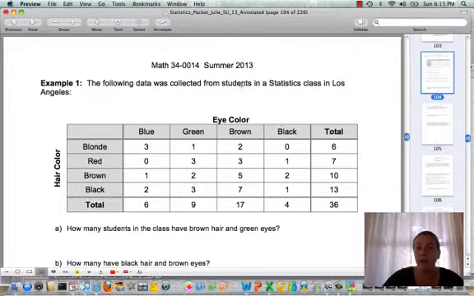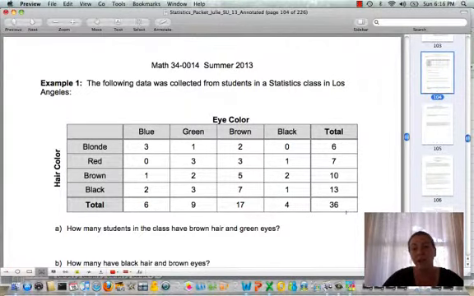On the columns we have eye color, so that's the second way of the two-way table. And the eye color choices are blue, green, brown, and black. So again, just 4 choices. The furthest column over is the total for each hair color. You can see as we add up the rows, this is the total over here. And similarly, the totals for the eye color are down in the bottom row.